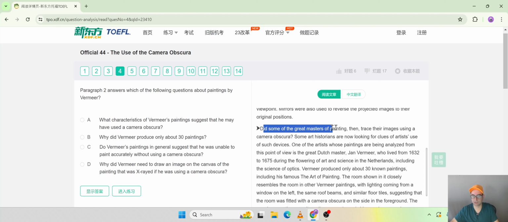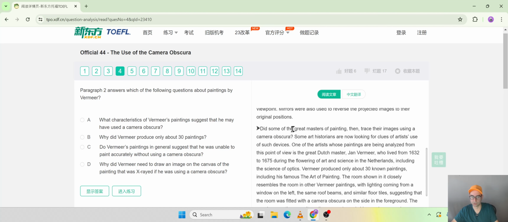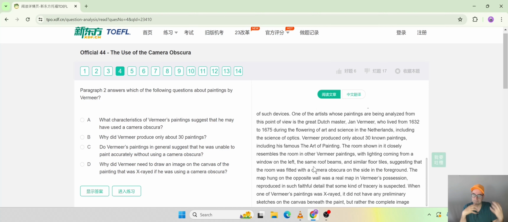Did some of the great masters of painting then trace their images using camera obscura? So I need characteristics about this that suggested he used this. Some art historians are now looking for clues of artists' use of such devices. One of the artists whose paintings are being analyzed from this point of view is the great Dutch master Jan Vermeer. Yeah, he was a keyword, right? Who lived from this time to this time during the flowering of art and science in the Netherlands, including the science of optics, right? They didn't really mention or describe any characteristics of his paintings yet.